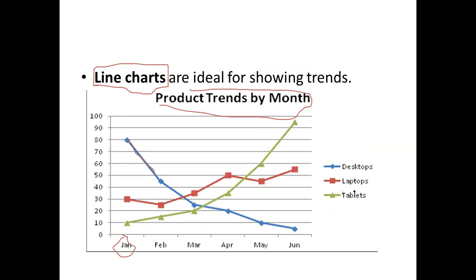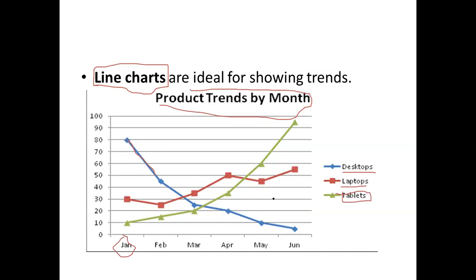We have the tablets. We have laptops. We also have desktops. Each particular line shows the trend for that product. From this point, you can see that from January to June there have been product trends. There's an increase in tablets, and then a drastic drop when you look at the desktops. They are running out according to this graph. The laptops are steady, neither high nor low, but somewhere in between. There was a drop here, then a gain there, and again it dropped, and then it gained a little bit like that.